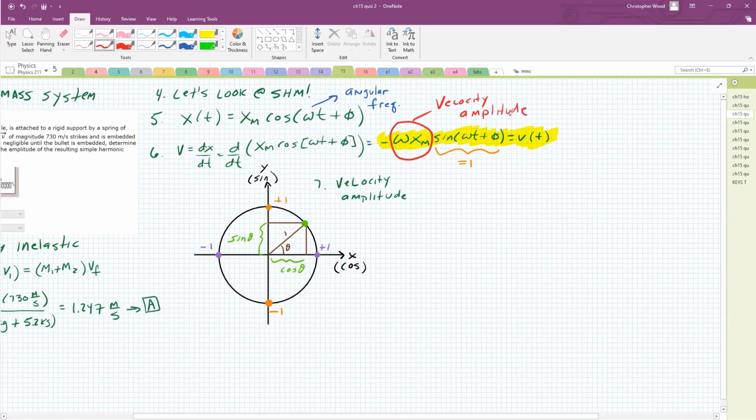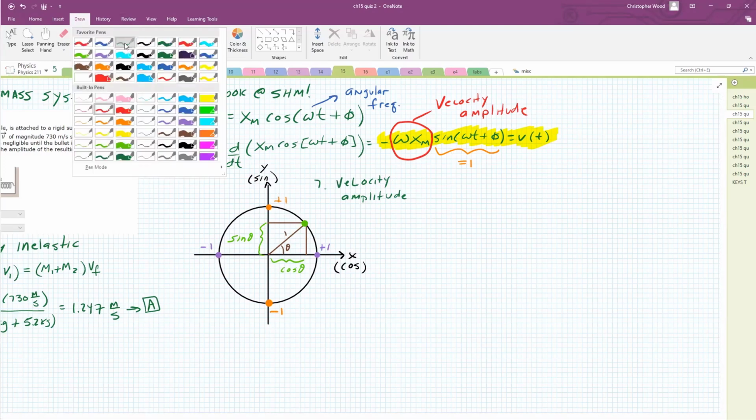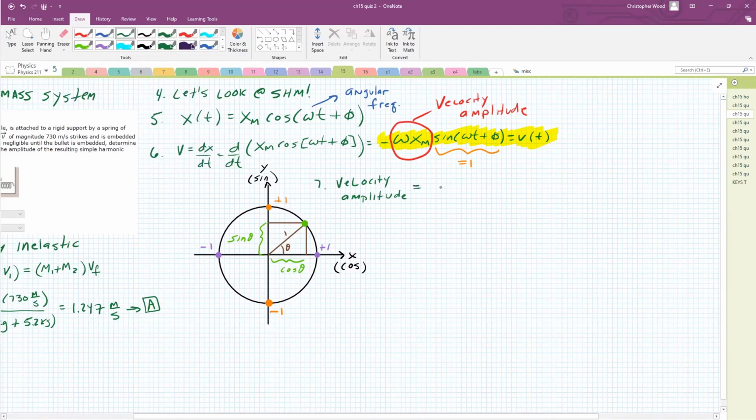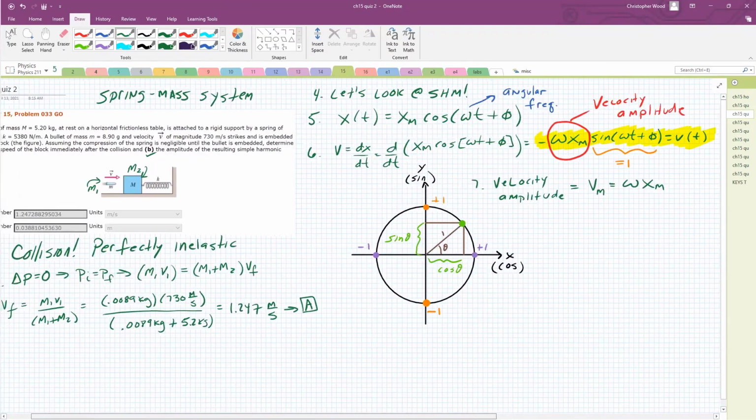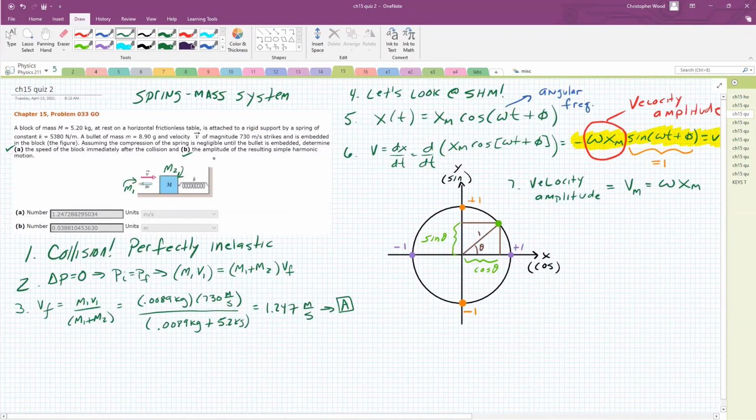So we've talked about displacement amplitude. Now we're talking about velocity amplitude, and we'll have the exact same conversation for acceleration amplitude and force amplitude. Velocity amplitude equals V sub M, for max value, equals omega X sub M. That's the maximum velocity. So part B of our question says, what is the amplitude of the resulting simple harmonic motion? Here it's a good news, bad news situation. We don't care about velocity amplitude. That's the bad news, but we will, I think, in the next problem.